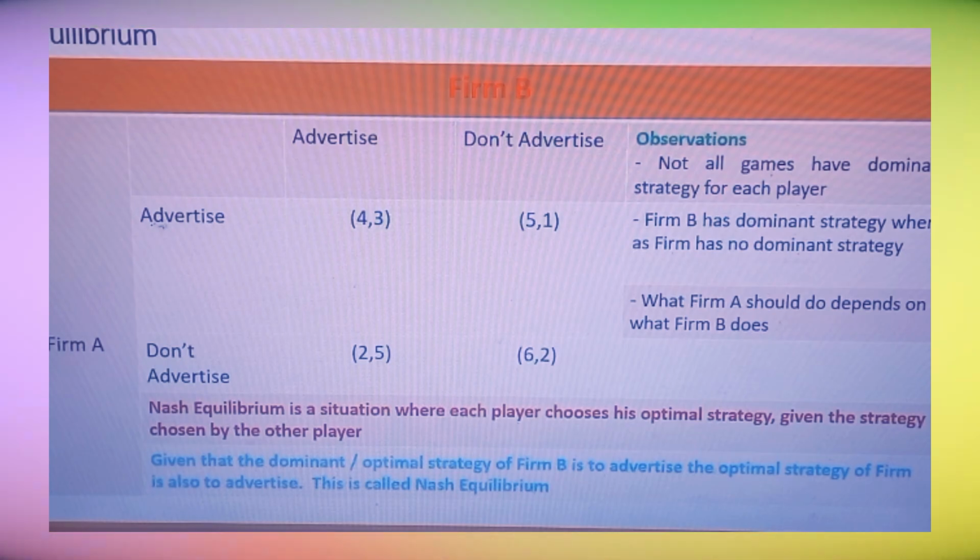For firm B, in this particular example, a dominant strategy exists. Since a dominant strategy exists for firm B, he will adopt his dominant strategy, and given the strategy of firm B, firm A will adopt a strategy. So this is called Nash equilibrium.